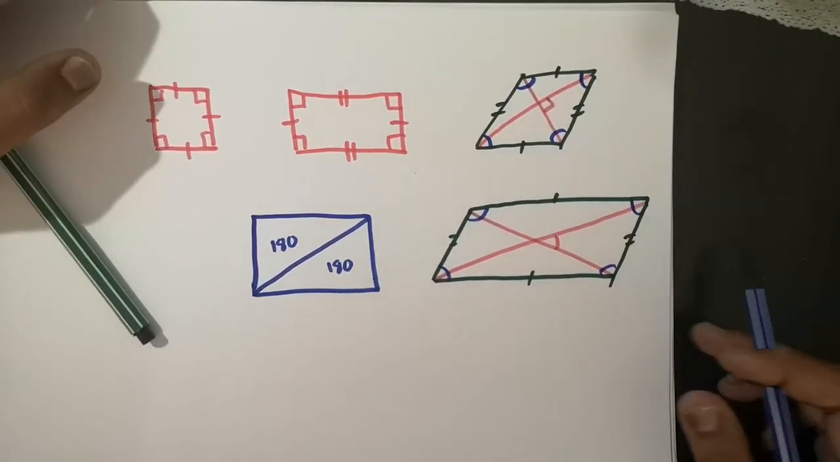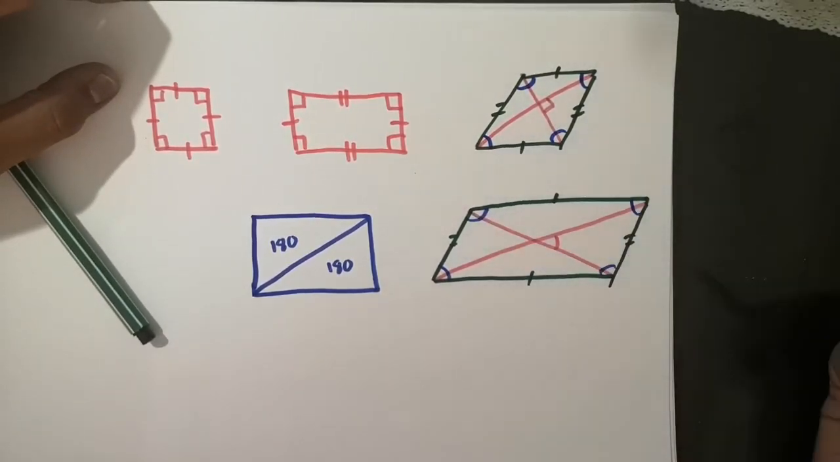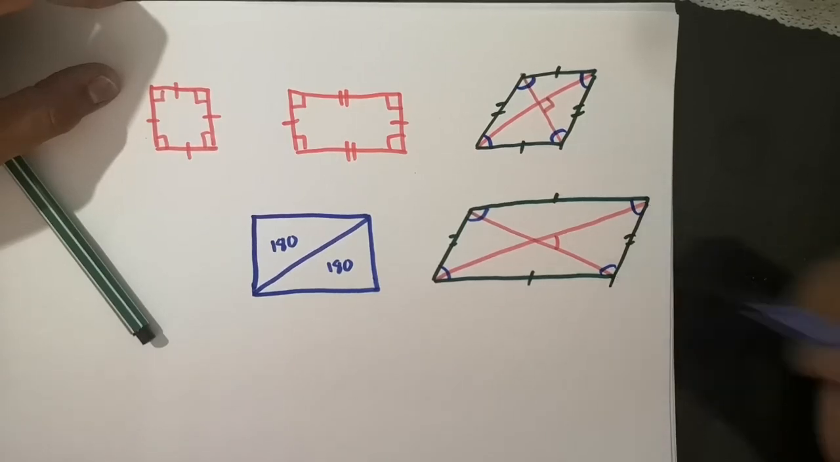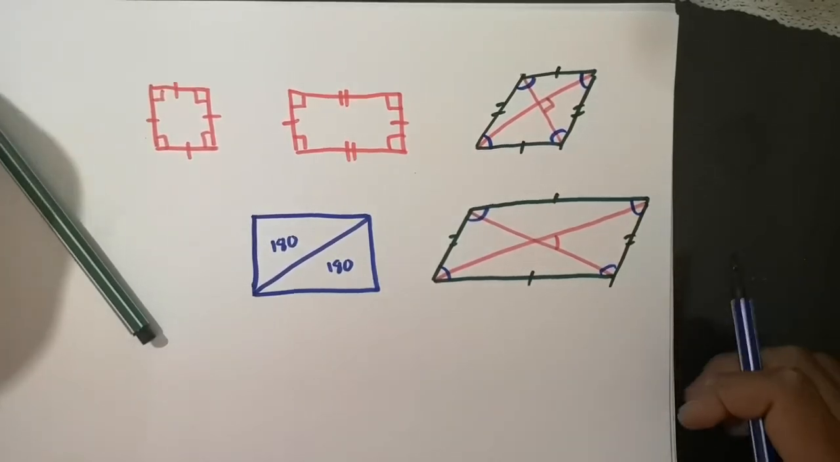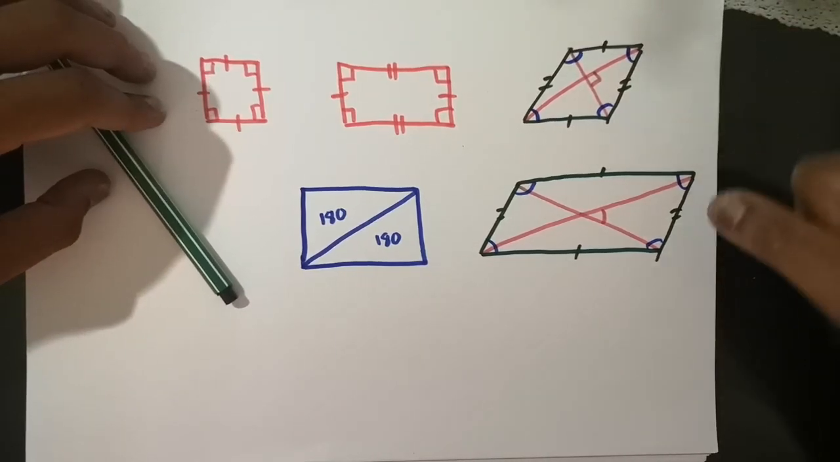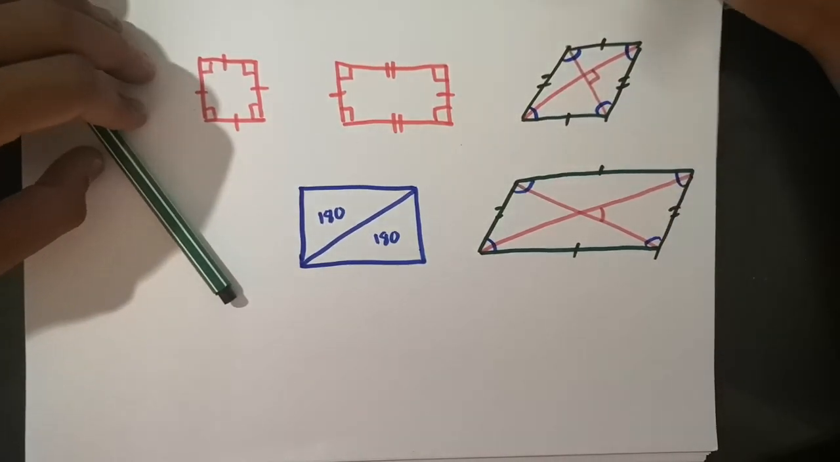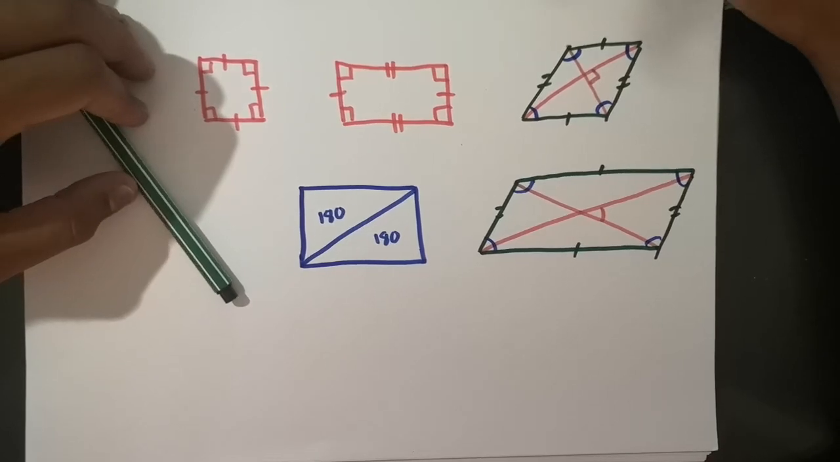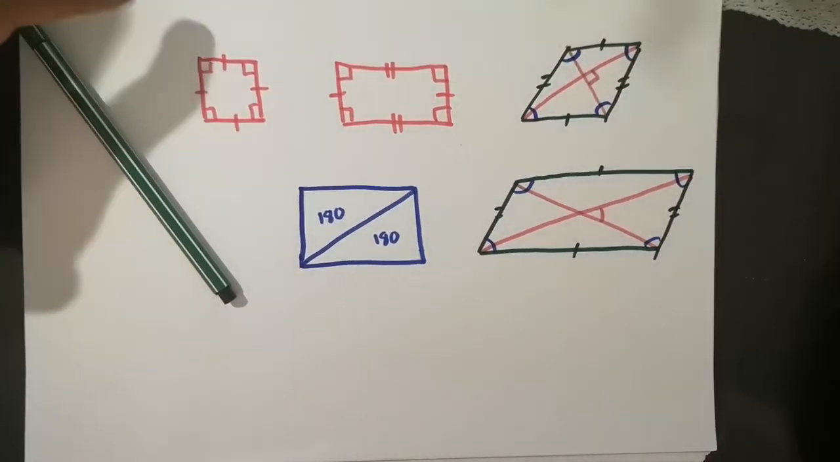So same thing with the parallelogram. These two angles make up 180. These two angles make up 180. Okay? Rhombus, parallelogram. The last thing that you need to know is the trapezium.